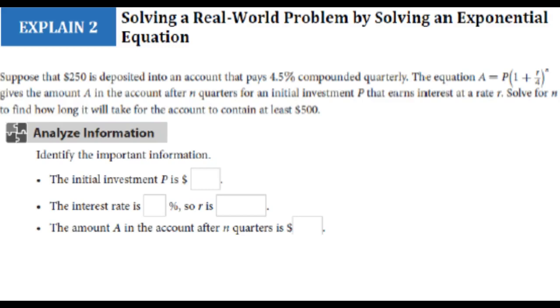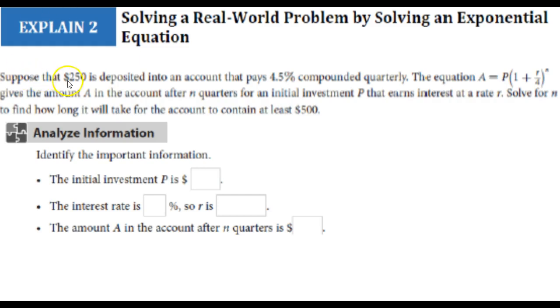Alright, now that we've learned how to solve equations, we're now going to apply this to real-world word problems. Okay, so let's try this out. So here we have a problem.